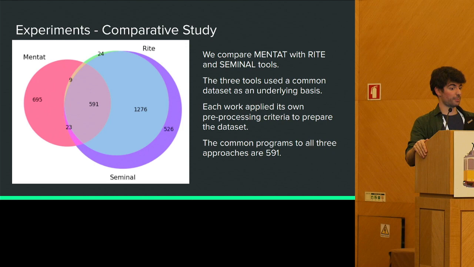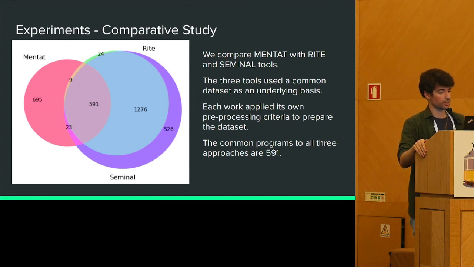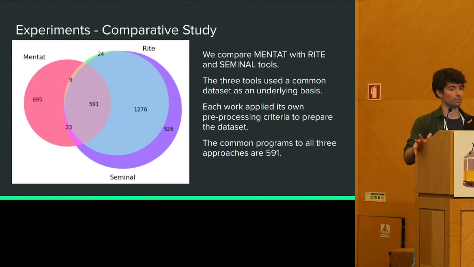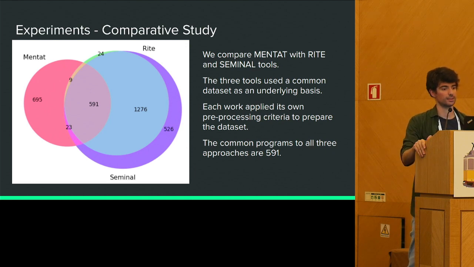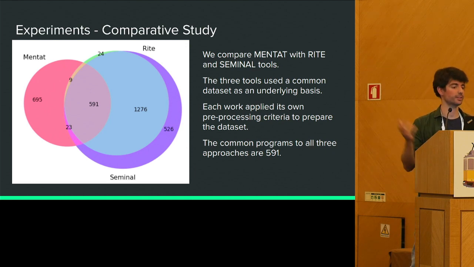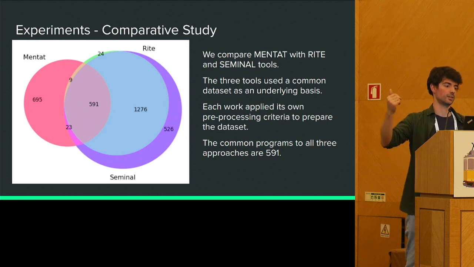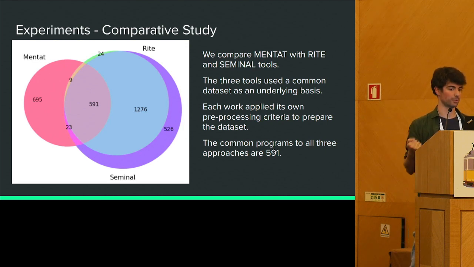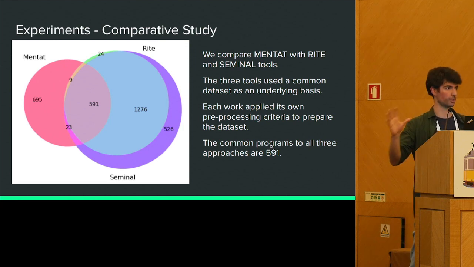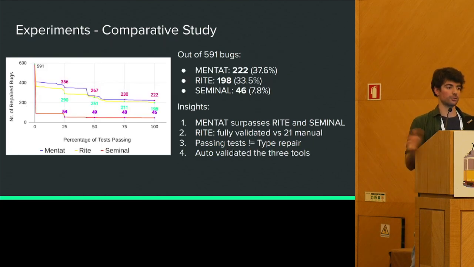We also conducted a comparative study between our tool called Mentat and two other type repair tools for OCaml, which are Write and Seminal. The three tools use a common dataset and each apply its own pre-processing criteria. As a consequence, the dataset was filtered to 591 programs, which were the programs that were common to all three works. And out of these 591 bugs, our tool Mentat fixed 222, Write fixed 198, and Seminal fixed 46.